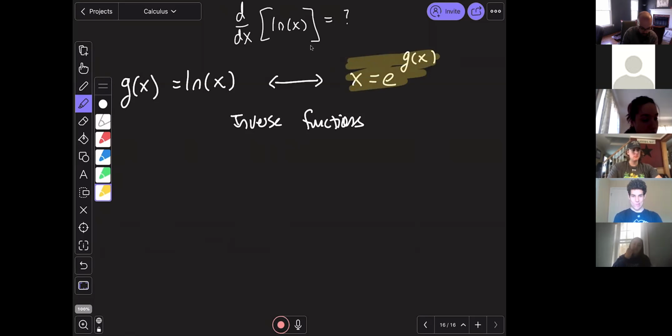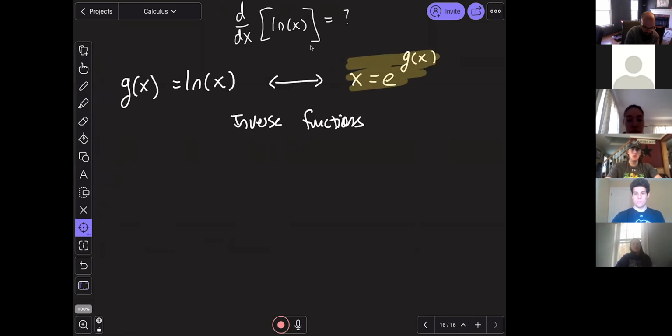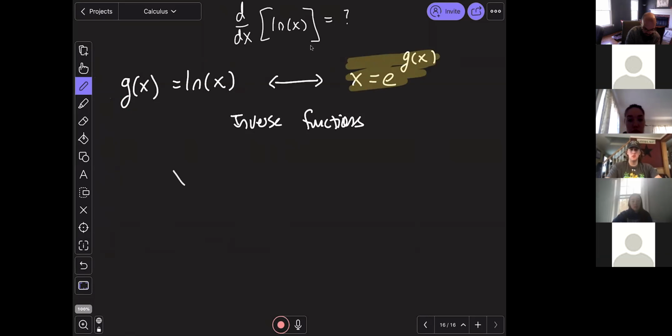And so I'm going to go through what's highlighted over here in yellow and then see if we can figure out what the derivative is. So when we take this derivative, whenever we see a g prime pop up, we're going to recognize that as the derivative of natural log. Okay, so we're going to start here with x equals e to the g of x. And I'm going to take the derivative of both sides of this thing, right?